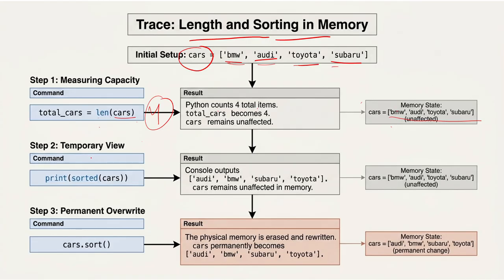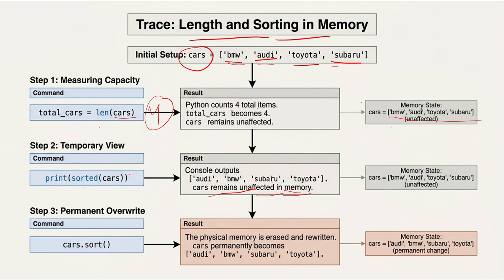Now let's see sorted. If you type print sorted cars, it will show you a temporary sorted output: Audi, BMW, Subaru, Toyota. This is just a sorted output you will see in your console, but in memory, cars remains unaffected.